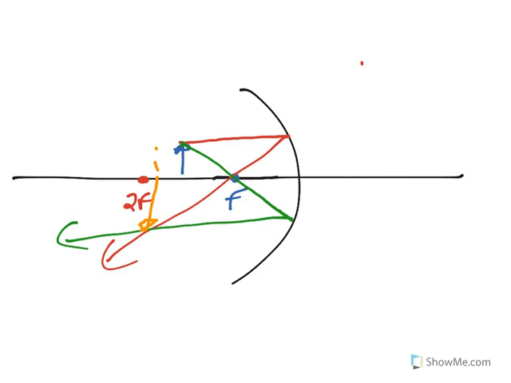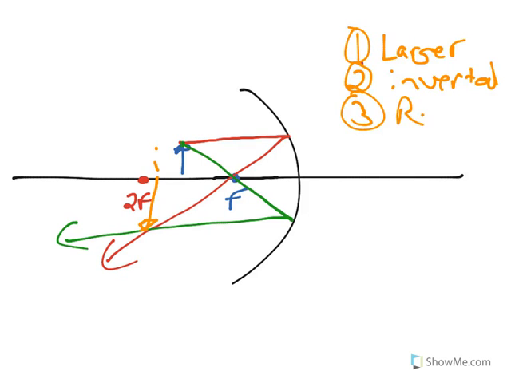Now in this case, you'll notice that the image is actually larger instead of smaller. This is because it's just right outside the focus. Way outside the focus it'll be smaller. Right outside the focus it will be larger. But the drawing, the lines are the same. Two, it is going to be inverted and real. It's going to be real.